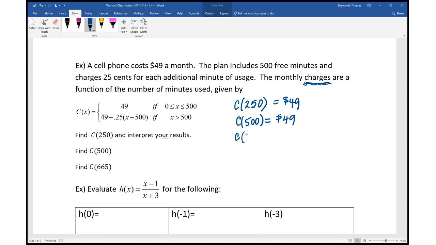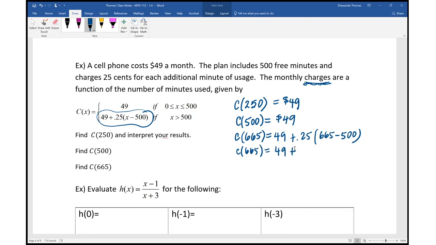But what about C of 665? Now, that person went over their minutes. So 665 is greater than 500. Therefore, we will plug in our 665 into our second piece here. 49 plus 0.25 times 665 minus 500. C of 665 equals 49 plus 0.25 times 665 minus 500, which is 165. Now we have 49 plus 0.25 times 165, which is 41.25. And that plus 49 charge would be $90.25.